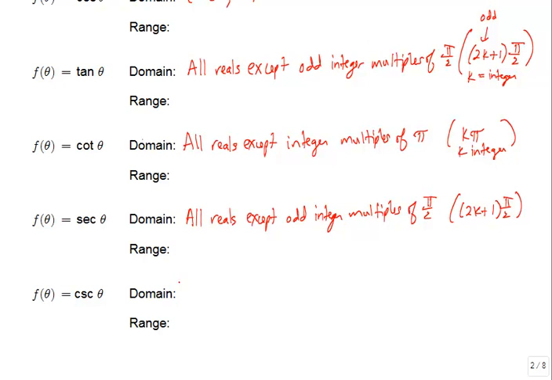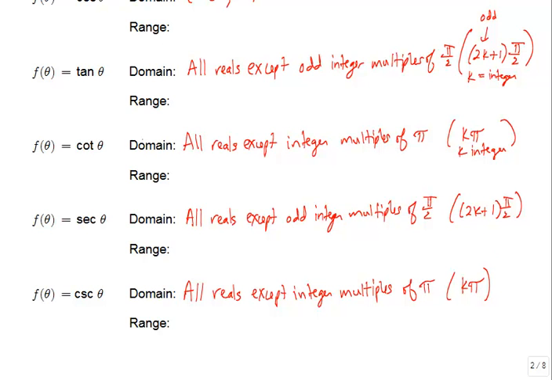And cosecant of theta was also dividing by y, so its domain would be the same as cotangent. So all reals except integer multiples of pi. So all reals except for things of the form k pi, where k is that integer.